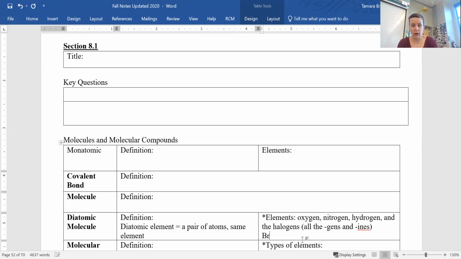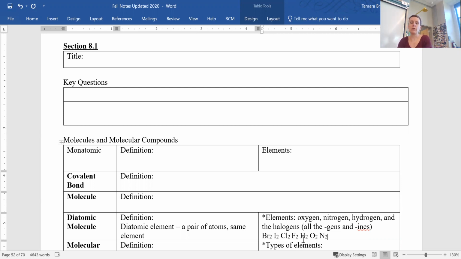So for example, Br is never going to be bromine on its own. Let's see if I can remember how to do a subscript here. Nope. Bromine will be Br2. Okay, I figured it out. It's been a while since I've used Microsoft Word. Iodine will be I2. Chlorine is Cl2. It's never going to just exist as single chlorine atoms. Fluorine is F2. Then we have hydrogen, oxygen, nitrogen, same thing. Hydrogen is H2, oxygen is O2, and nitrogen is N2.